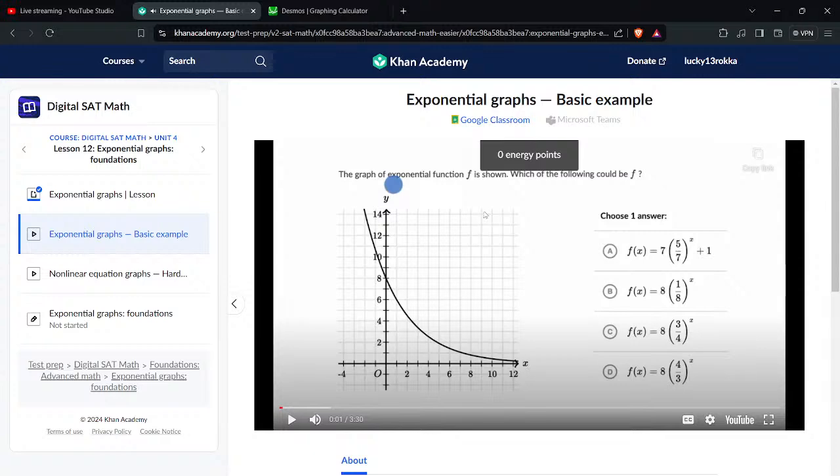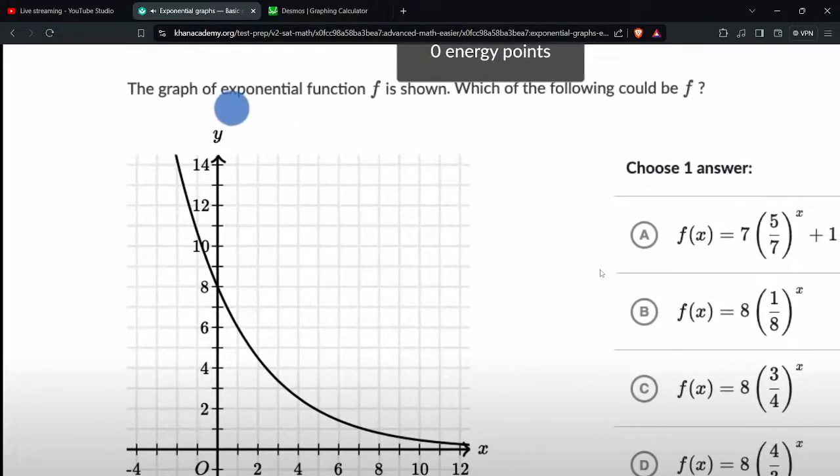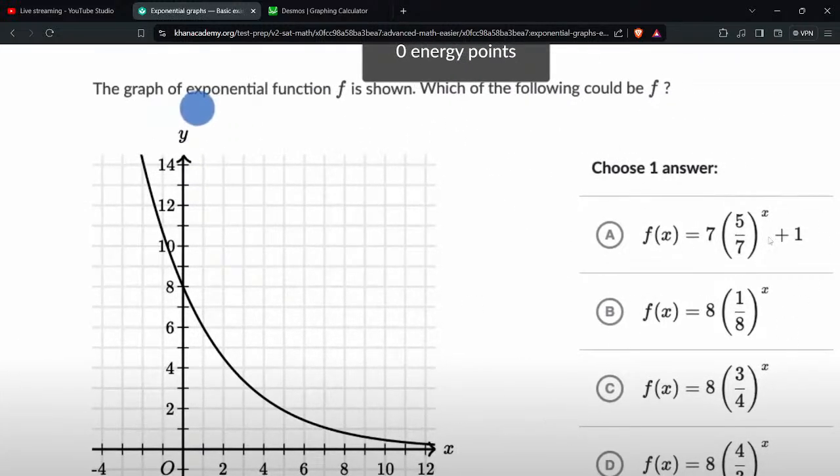We're told that the graph... What of the following would be f? So it's A, right? A is the wrong answer, straight up. And D is also the wrong answer because it has a positive slope. Now it's between B and C. So, between B and C.